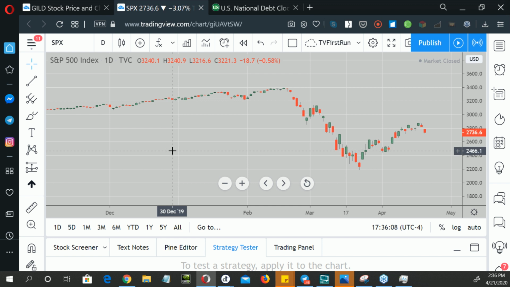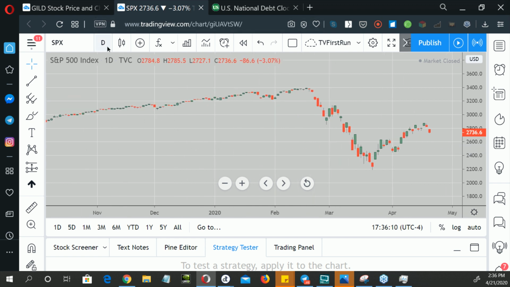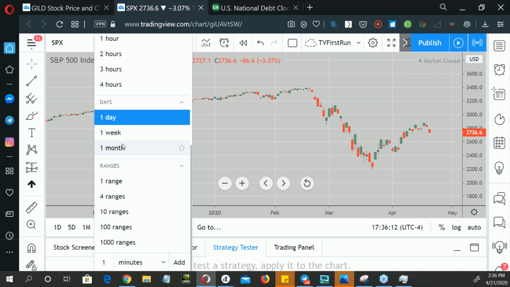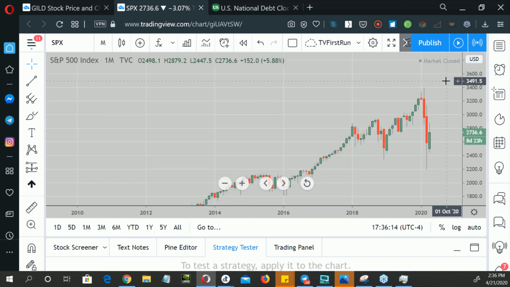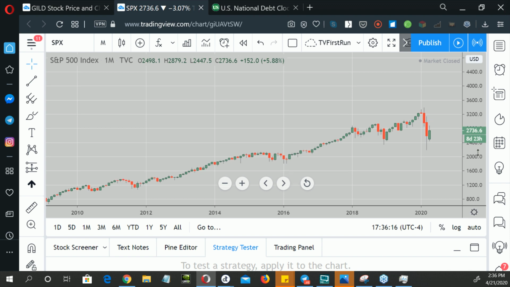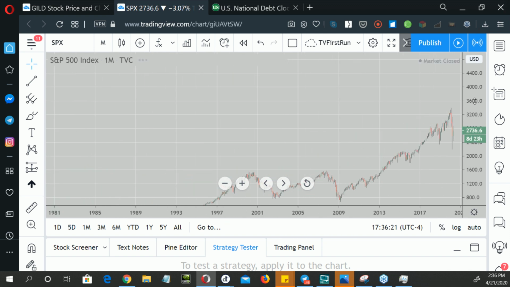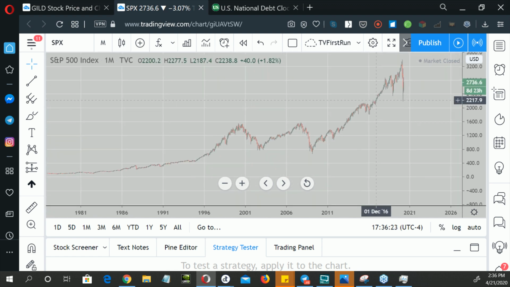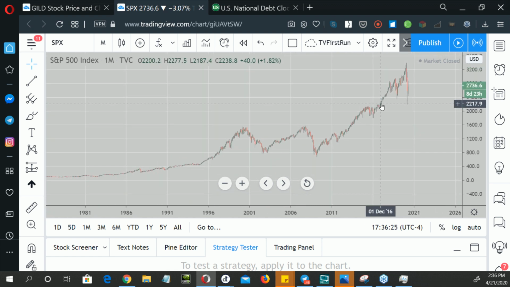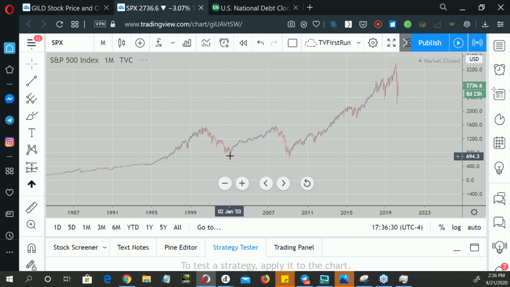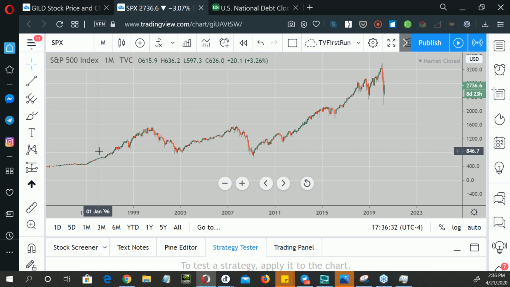Now, this is daily. Let me put it on monthly. Okay. Now, yes, there are retracements. Yes, there are pullbacks. That's a healthy market. A healthy market does exactly this: a leg and a retracement, a leg and a retracement, a leg and a retracement. Leg. You get the idea, right?